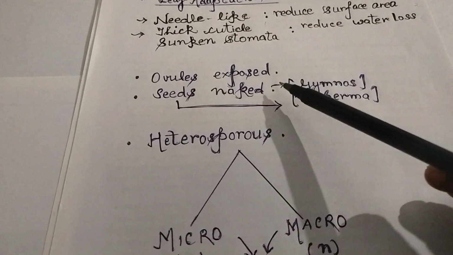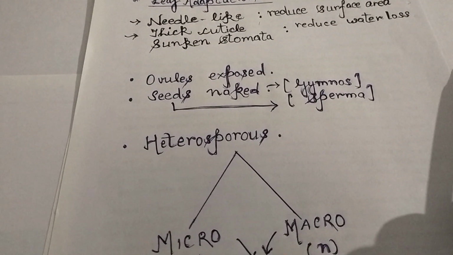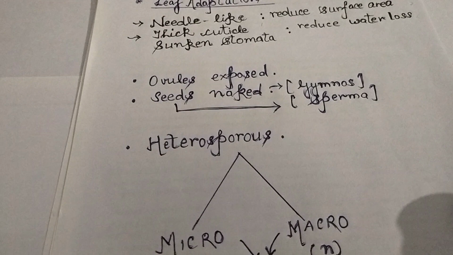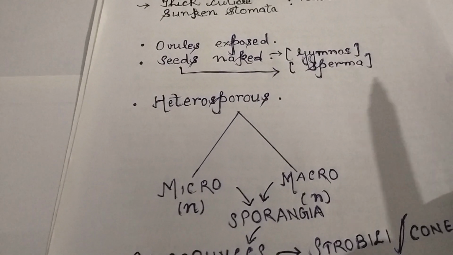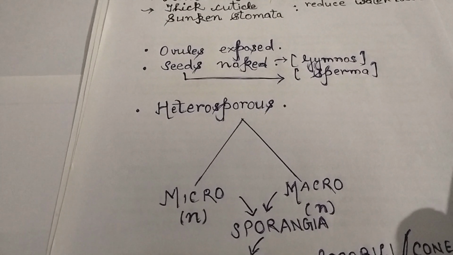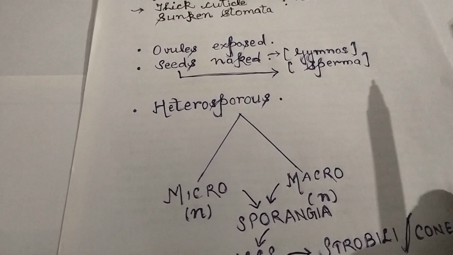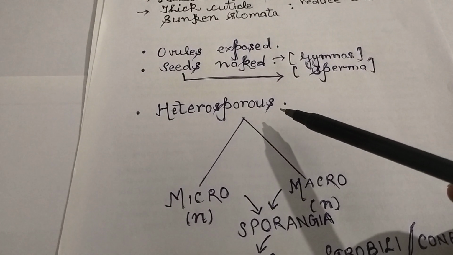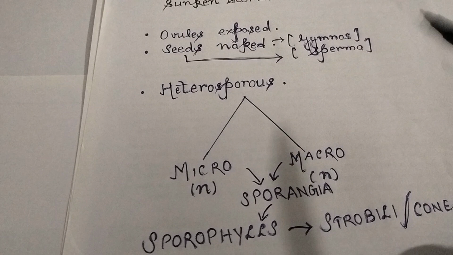Alright, this is the specific character of gymnosperms, that ovules are exposed, seeds are naked, means they both are not covered by any covering. Now, next character, gymnosperms are heterosporous. We have studied in pteridophytes also. They may be homosporous or heterosporous. Now, here, gymnosperms are heterosporous, means you have studied that they produce two kinds of spores.